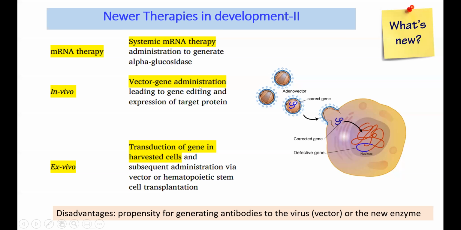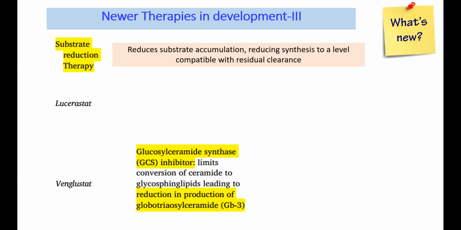This could be done by a vector gene administration where an adenovirus can be used as a vector. Or this could be done by transduction of gene in the harvested cell and then the subsequent administration of these cells via the hematopoietic stem cell transplantation. The obvious disadvantage is that since you're introducing a foreign matter, there's always a risk of generating antibodies to the viral vector or the new enzyme which is being generated.